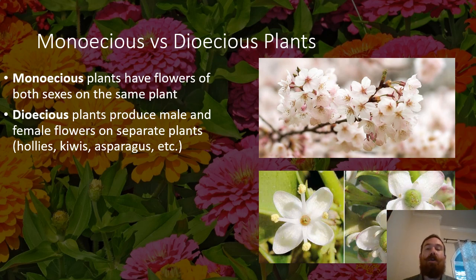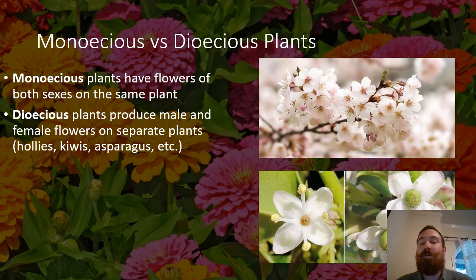Monoecious and dioecious are terms which are often mixed up with perfect or imperfect, but they are not the same. Monoecious plants have flowers or organs of both sexes on the same plant. So when we looked at the squash plant, it had both male and female flowers on the same plant. So we would say that a squash plant is monoecious.